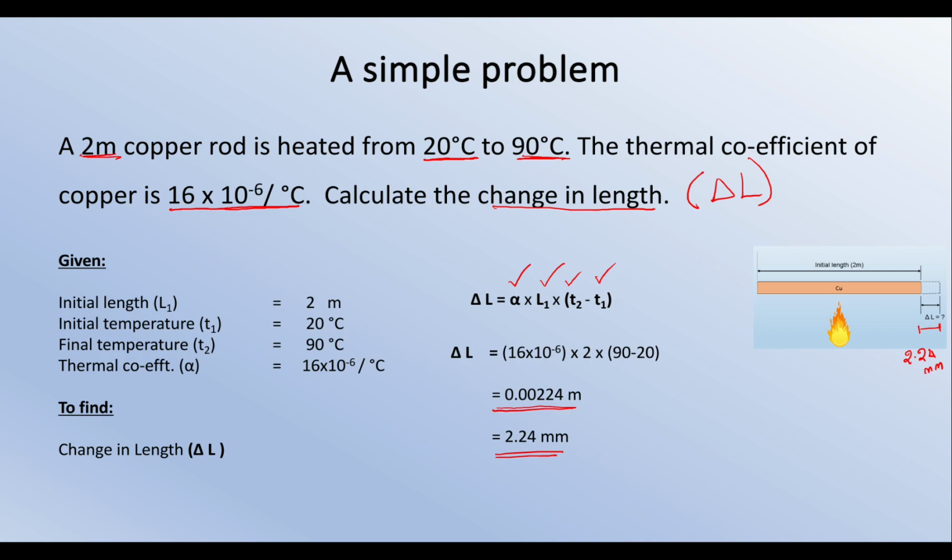Fantastic. Now, I have an additional question for you. My question is, what temperature should a rod of 2 meter of titanium be heated to for it to have a 2.24 millimeter change in length? This is a challenge for you. Try to work it out.